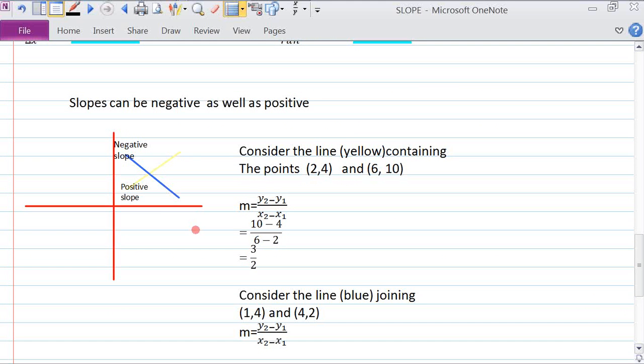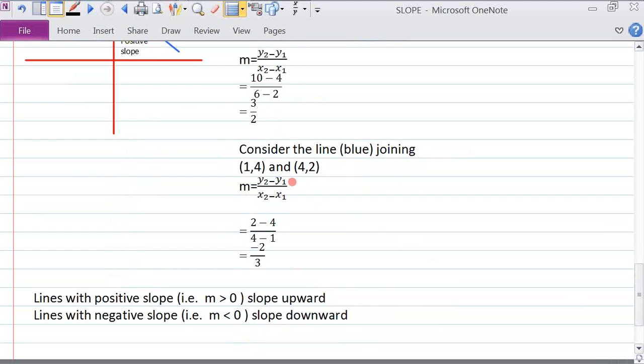Now let's look at the blue line. Two possible points on this would be (1, 4). So let's say x is 1 and y is 4. And another point would be (4, 2). Let's say it's right over here. Let's say x is 4, y is 2. And when we calculate this one, same kind of thing. We say 2 minus 4, the difference in the y's, over 4 minus 1. So 2 minus 4 over 4 minus 1. This gives us a negative number.